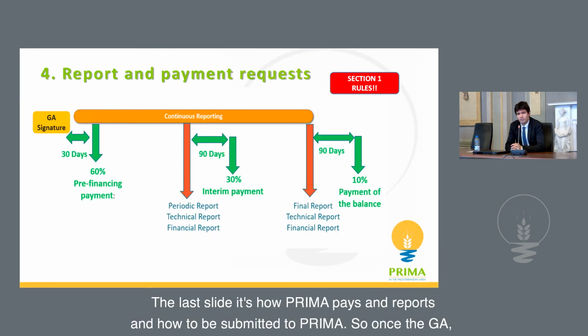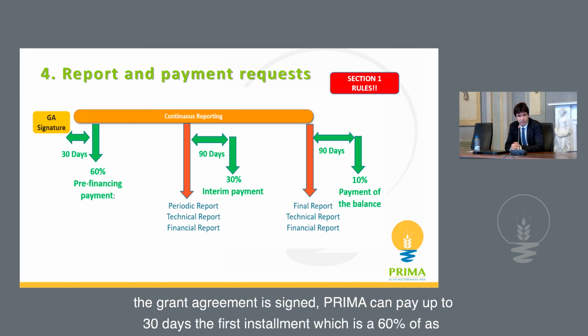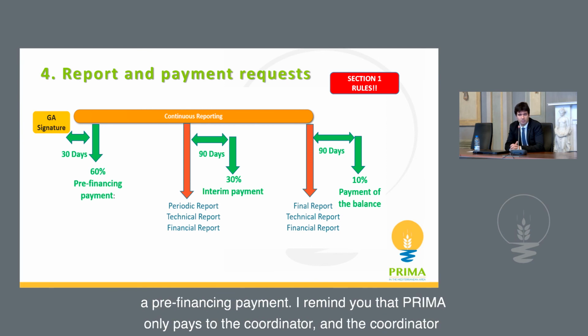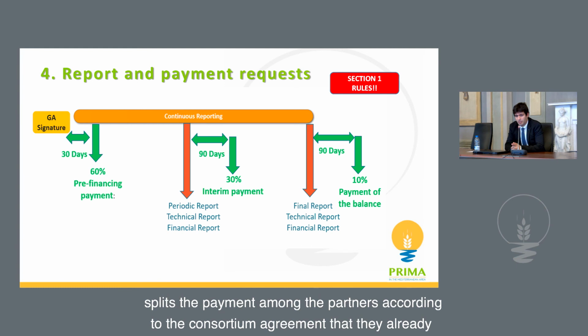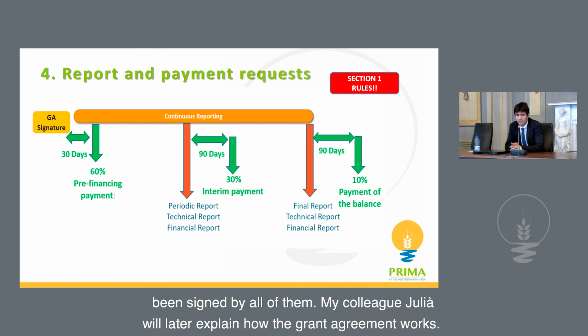Next, please. The last slide is about how PRIMA pays, how you report, and how it is to be submitted to PRIMA. Once the GA, the grant agreement, is signed, PRIMA can pay within 30 days the first installment, which is 60% as a pre-financing payment. I remind you that PRIMA only pays the coordinator, and the coordinator splits the payment among the partners according to the consortium agreement that has already been signed by all of them. My colleague Julia will later explain how the grant agreement works.